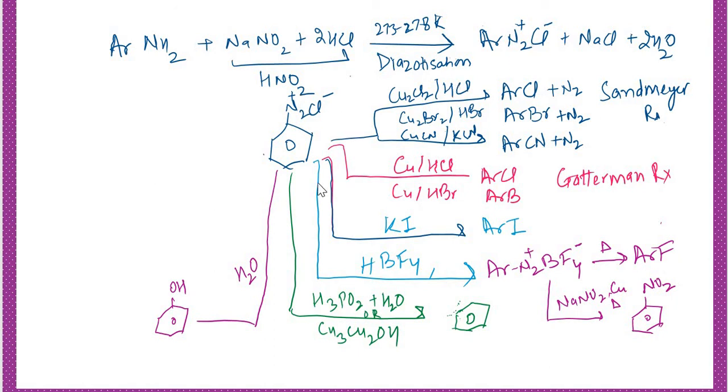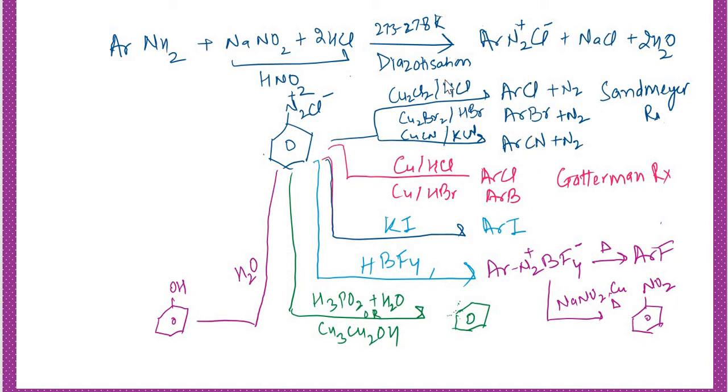Okay, for example, if I take benzene diazonium chloride, I can add Cu2Cl2 with HCl to get ArCl, or Cu2Br2 with HBr to get ArBr, or CuCN with KCN to get ArCN. These reactions are called the Sandmeyer reaction. We have studied this in the RX chapter also.